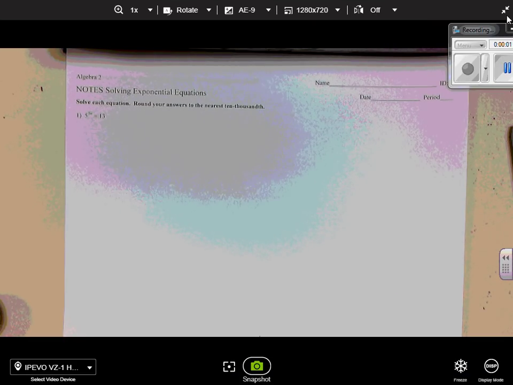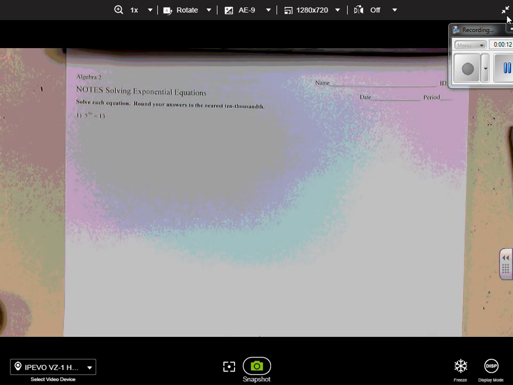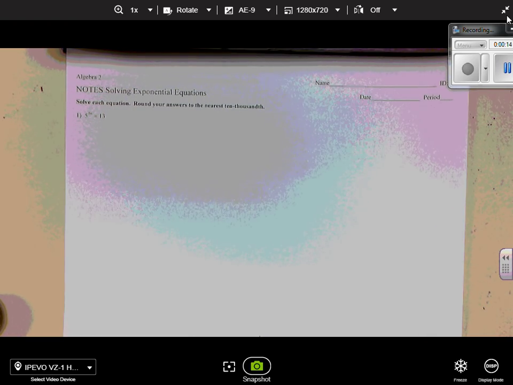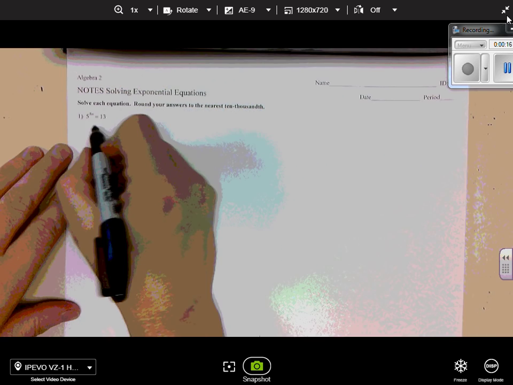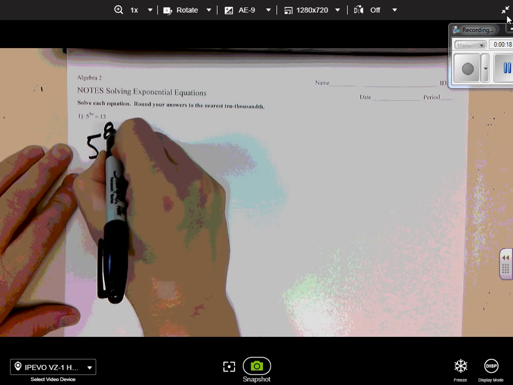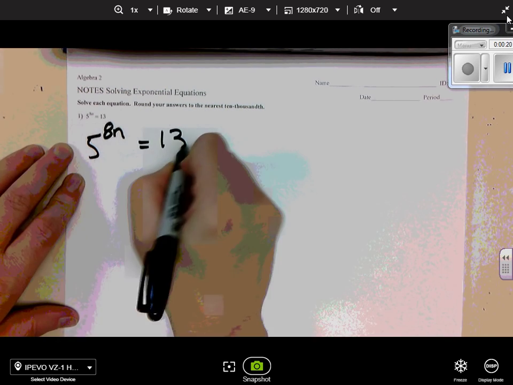All right, guys, here's our first example. I'm sorry the font's so small, I can't help that. The program that I use to generate these problems doesn't let me adjust the font. Let me rewrite it for you if it's hard to see. This says 5 to the 8n equals 13.